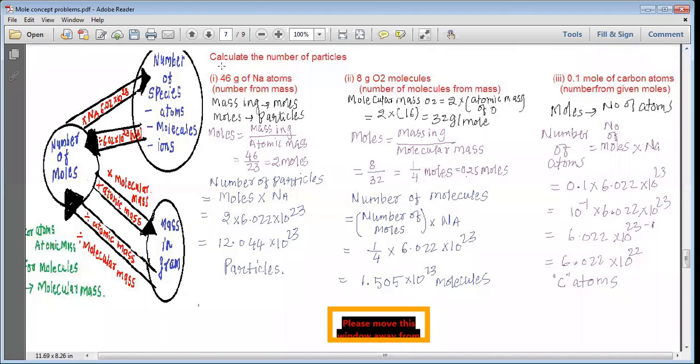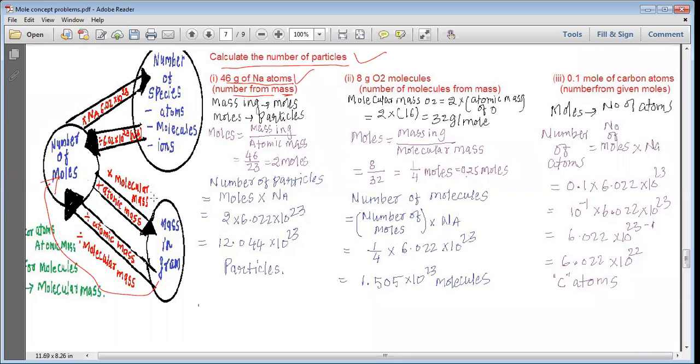Now, my dear students, we want to calculate the number of particles. In the first case, we want to calculate the number of particles from mass, and that is for atoms. So, again, we are given mass in gram. From mass in gram, we will go to the number of moles by dividing by the atomic mass, and then from the number of moles, we multiply it with the Avogadro number to get the number of atoms. So first we will take mass in gram, convert it into moles, and from moles we will convert it into the particles.